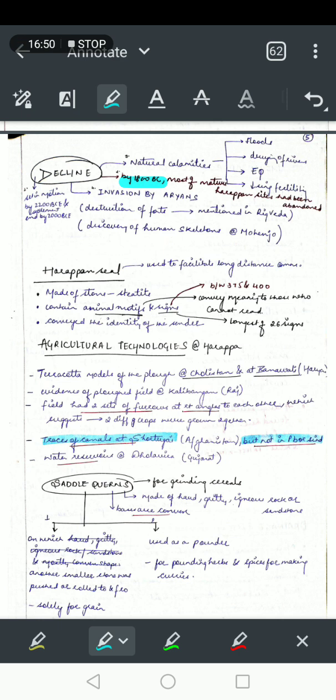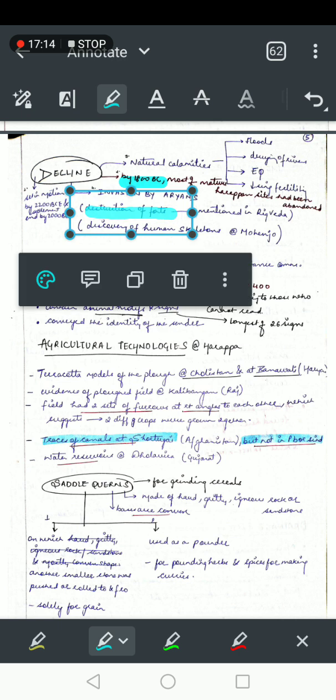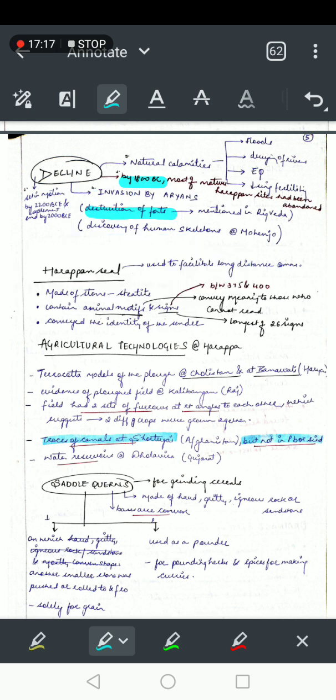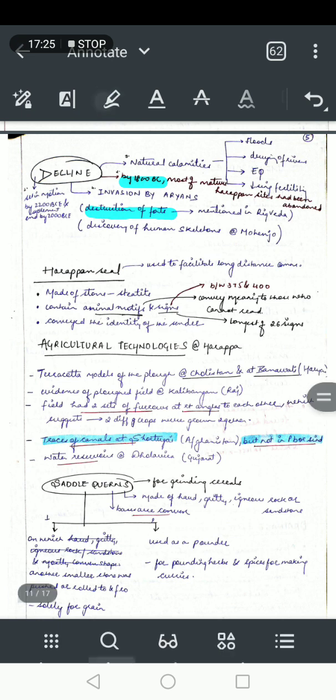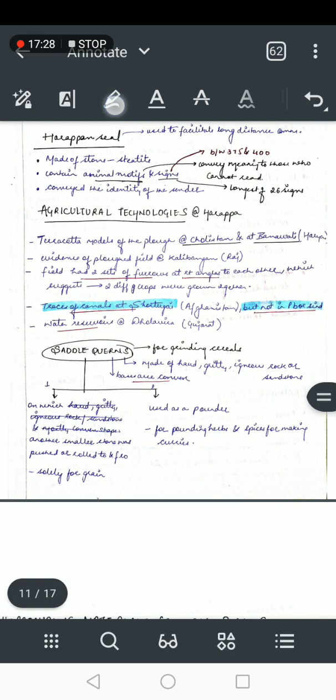Now, some reasons which have been cited are natural calamities, floods, drying of rivers, earthquakes, decreasing fertility of the soil, etc. Some say that it is because of the invasion by the Aryans, their destruction of the forts which have been mentioned in Rig Veda. So, destruction of forts by Purandar, the Indra, which is mentioned in Rig Veda. And also, some human skeletons have been discovered at Mohenjo-daro, which indicate that it was invaded by the Aryans.